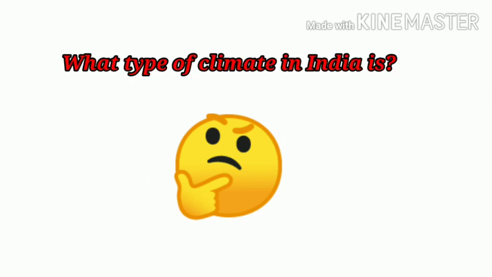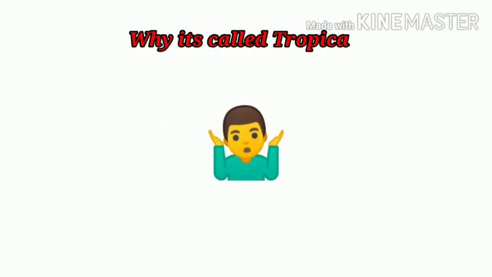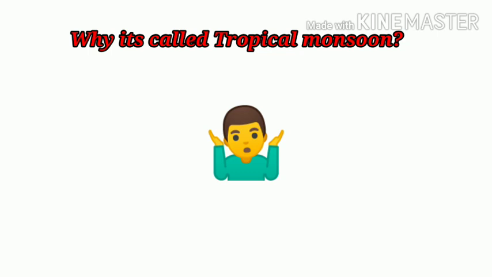If the question arises, then what type of climate is in India, then we say that in India the climate is a tropical monsoon type of climate. Here the word monsoon is taken from the word Mausam. Now the question arises is, why is it called tropical monsoon climate?